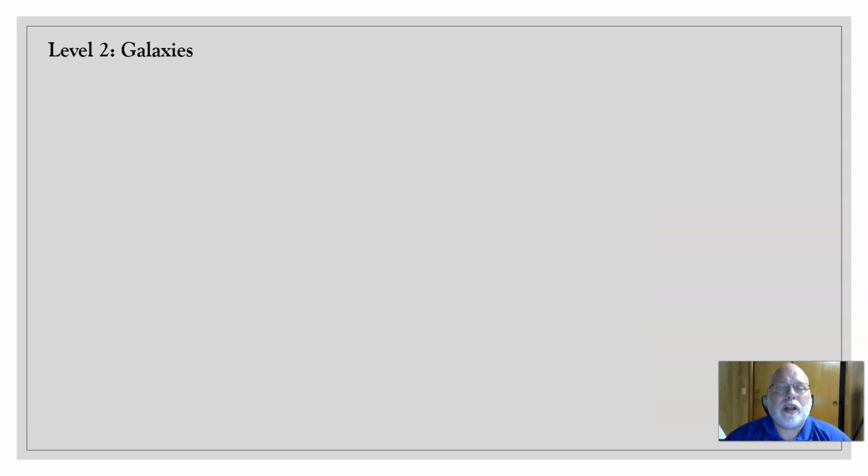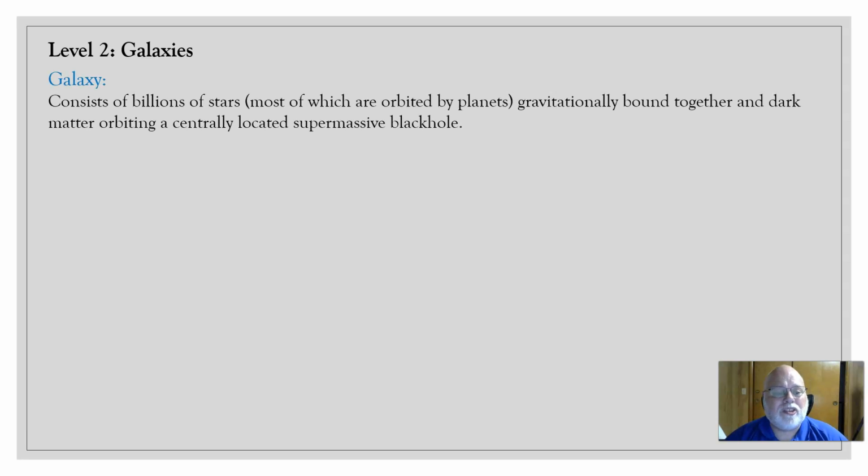The second level that I want you to think about then is galaxies. You know, a galaxy just consists of billions of stars, most of which are orbited by planets, and these stars are gravitationally bound together. And there's also dark matter in there, and everything's orbiting a centrally located supermassive black hole. But a galaxy is just a large group of stars that all kind of stay together because of their attraction to that black hole at the center of the galaxy.